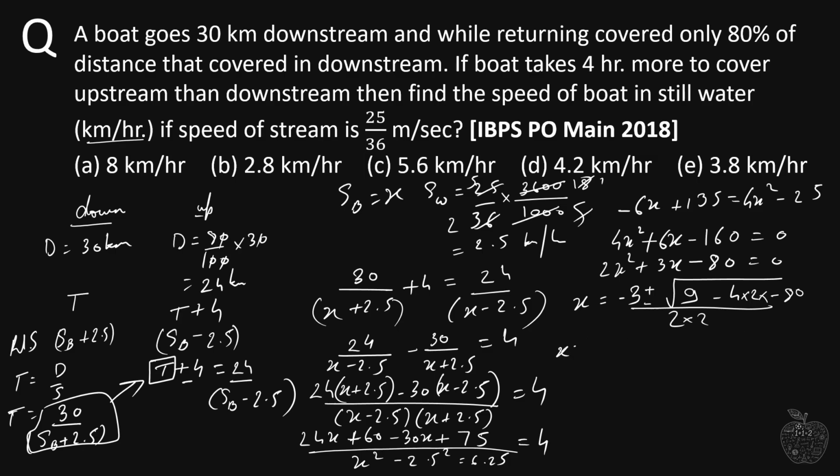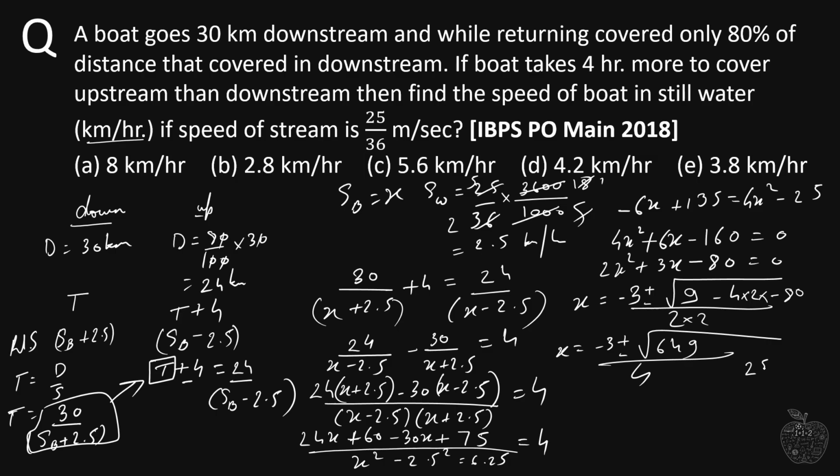Okay, so we get x is equal to minus 3 plus minus under root 9 plus 4 into 2 into 80. 4 into 2 is 8, 8 8s are 64, so 640. Divided by 4, so we get x is equal to minus 3 plus minus under root 649 by 4. So this is what we have got.